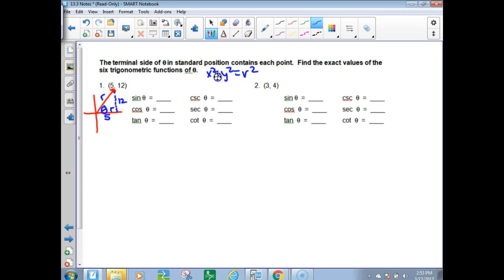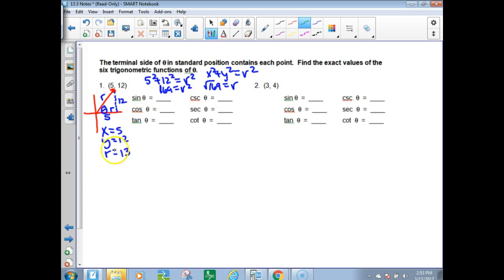As we look at x squared plus y squared equals r squared, we're basically doing the Pythagorean theorem to find r here. So that would be 5 squared plus 12 squared equals r squared. And 5 squared plus 12 squared is 169. You take the square root, and the square root of 169 is r, and that's 13. So I can write down here x equals 5, y equals 12, r equals 13, and then I can start writing my trig ratios.